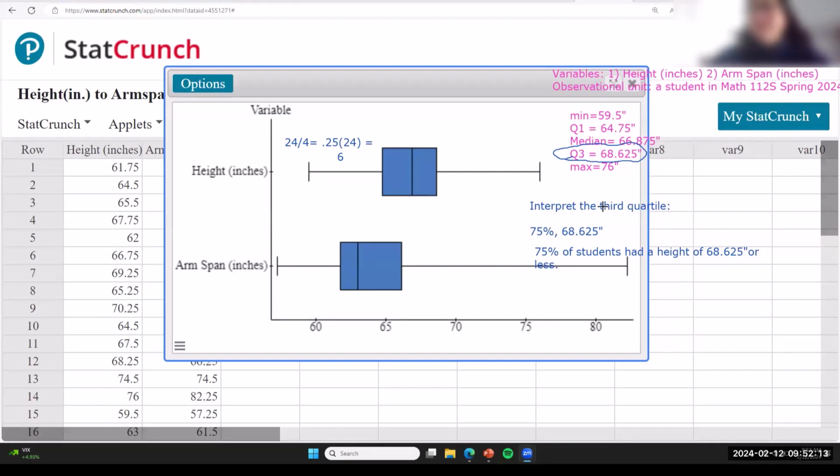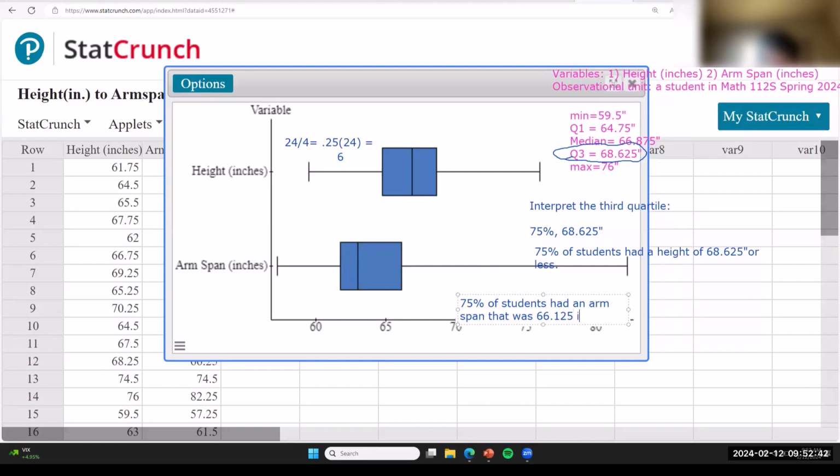Cool. So it seems like we're getting the idea. It's very similar to what we wrote for the height. It's just a different variable. So if it's Q3, it's always going to be 75%. And the observational unit is the same. 75% of students had an arm span that was 66.125 inches or less.